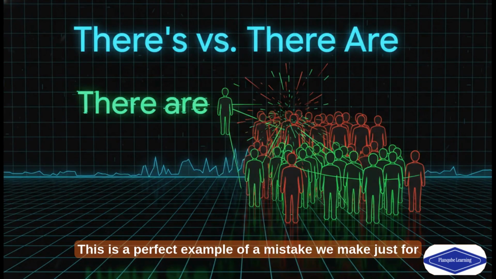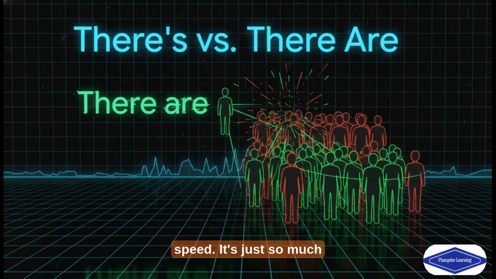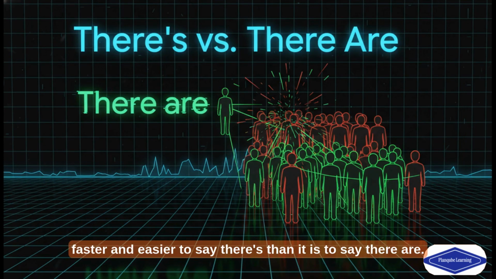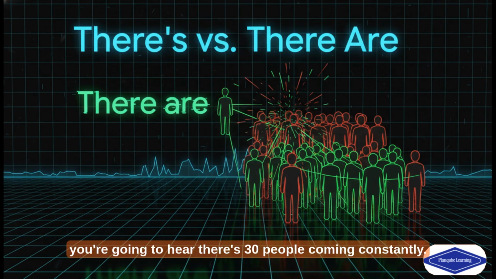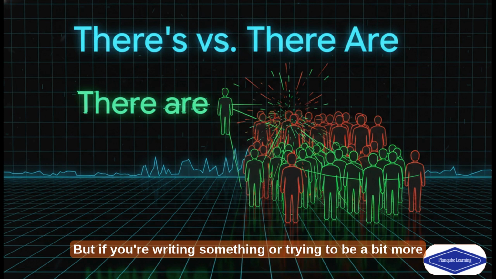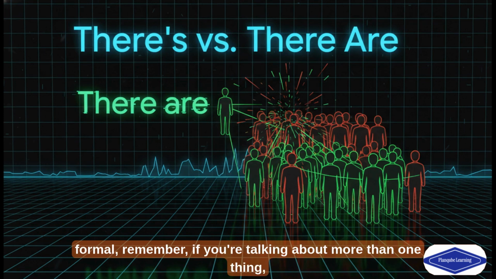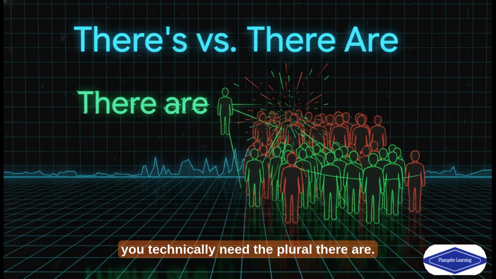This is a perfect example of a mistake we make just for speed. It's just so much faster and easier to say "there's" than it is to say "there are." So in casual conversation, you're going to hear "there's 30 people coming" constantly. But if you're writing something or trying to be a bit more formal, remember, if you're talking about more than one thing, you technically need the plural "there are."